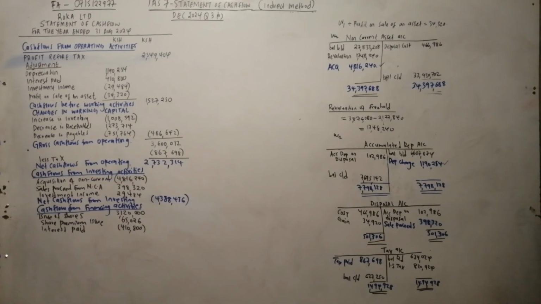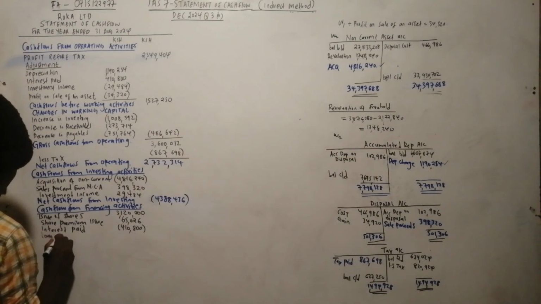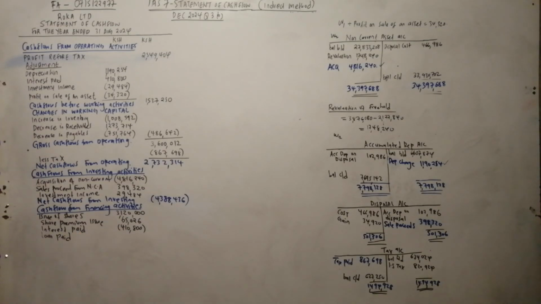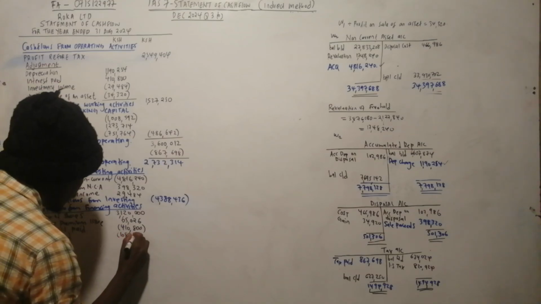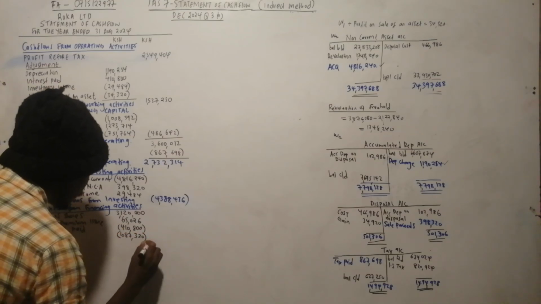Now debenture tulikuwa na loan ya at the beginning ya 4 million. Mwaka ikiisha tulikuwa na loan ya 35, kumaanisha tumelipa loan. So loan paid, that's money out. Kama increase ingekuwa loan received. So we have a loan paid. So 89,000 minus 35,01,680. So 10,87,320. So this one is 10,87,320.